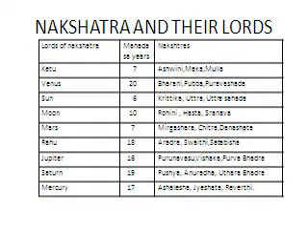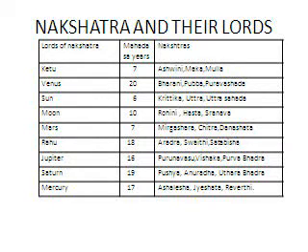Moon rules over Rohini, Hasta, Shravana, and the number of years is 10. Mars rules over Mrigashira, Chitra, Dhanishta, and the number of years is 7. Rahu rules over Aridra, Swati, Satabisha, and the number of years is 18.